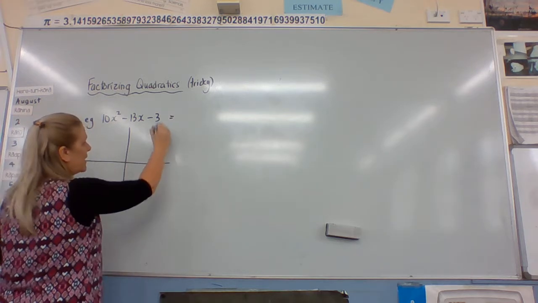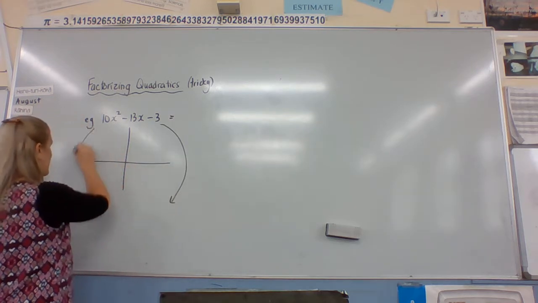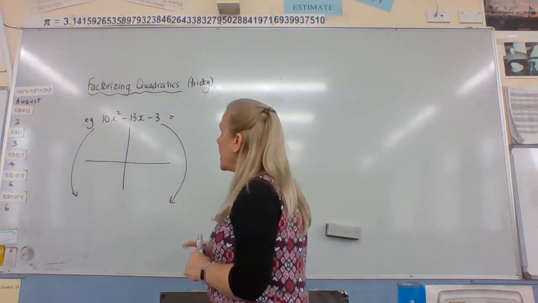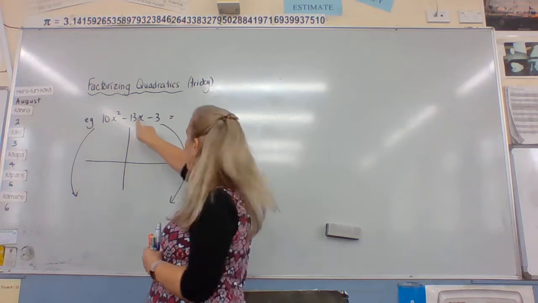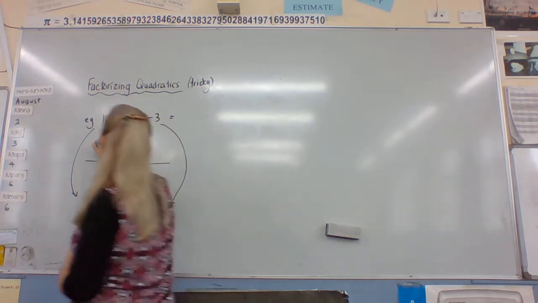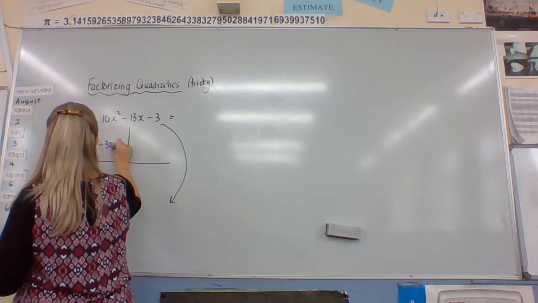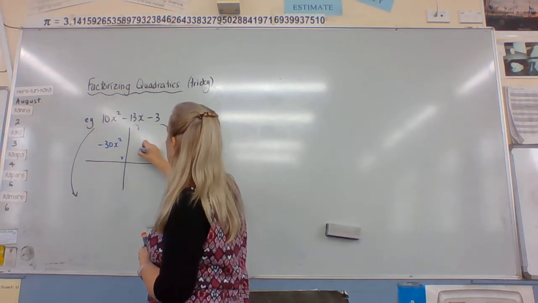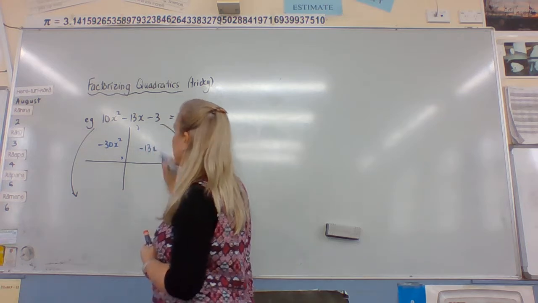We put curtains on our windows like this, and we fill in all the gaps. So what happens is we multiply these two here together. So we get negative 30x squared. And we just pop this one in here, negative 13x.